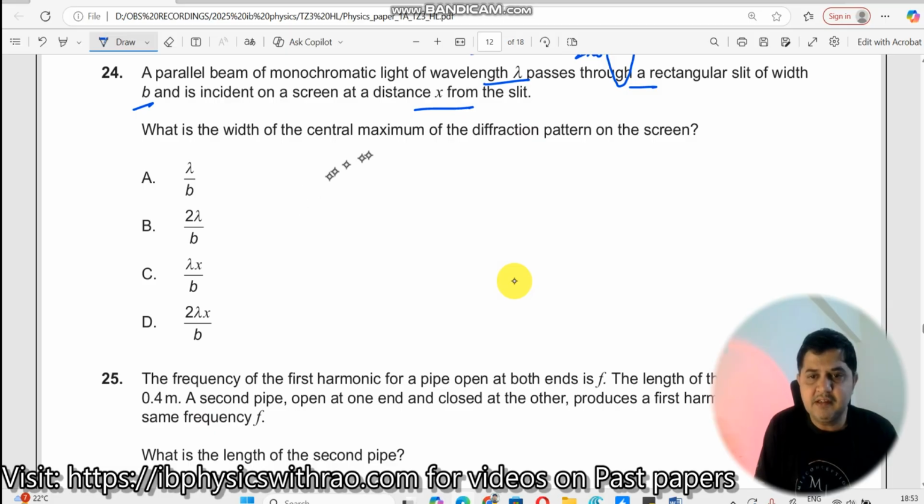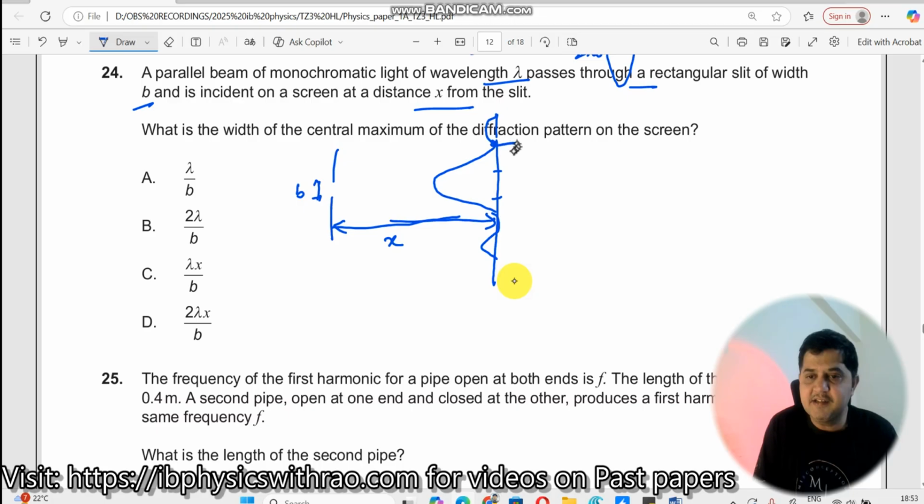So the width of the central maxima, you get something like this. This is your slit over here. This width is also given by b. This distance is given by x over here, and this is the screen, and you observe something like this. He is asking you what is this value.